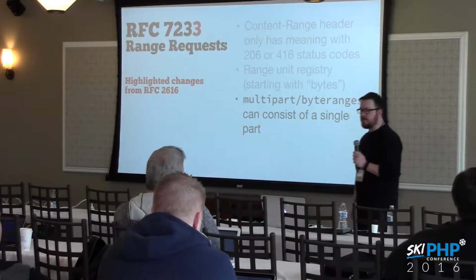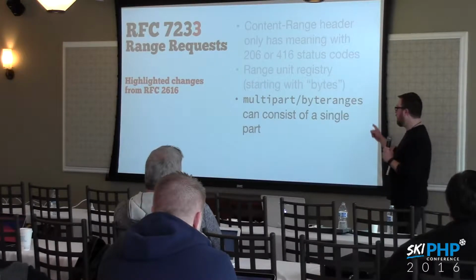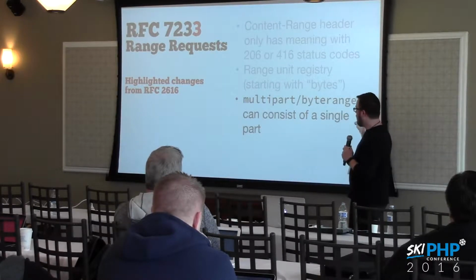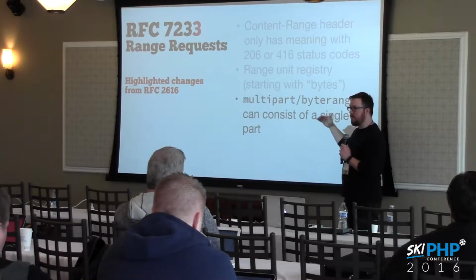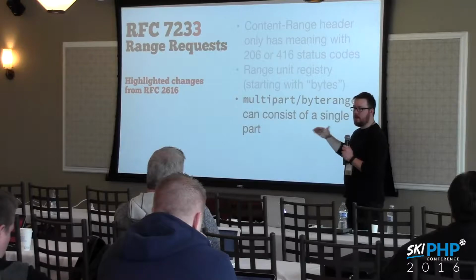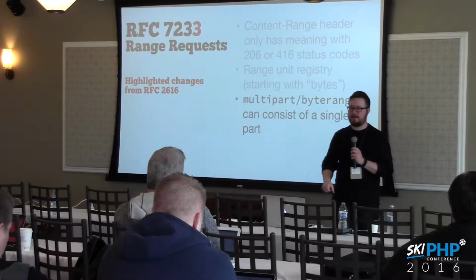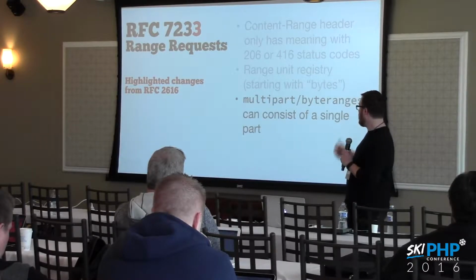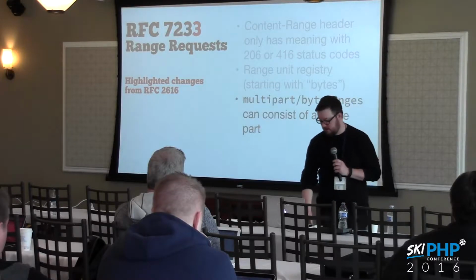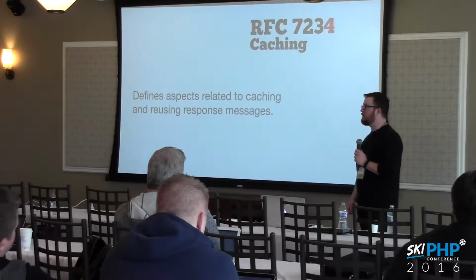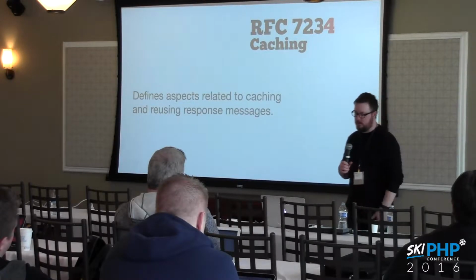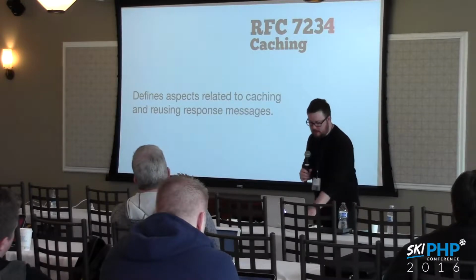And then they've also added this multi-part byte ranges content type, which allows you to return a response as a multi-part response, and each part can be a range of bytes. But you could also just have one of them in your response. So if you're chunking up an image, but you want to send back multiple chunks within the same response, you could do that. All right, caching.